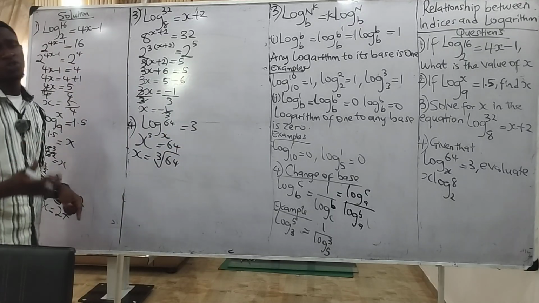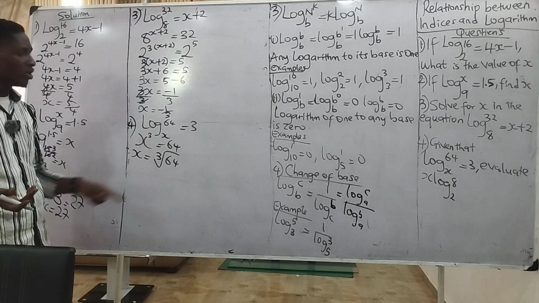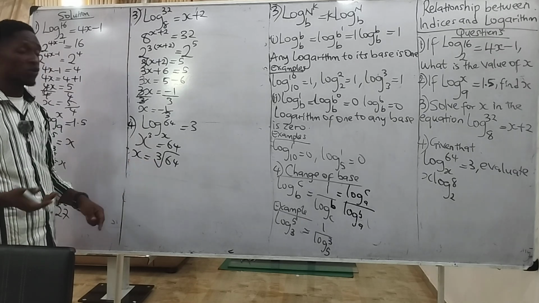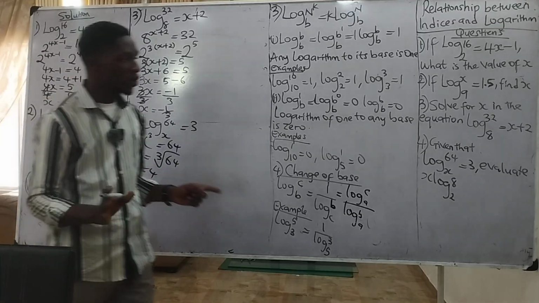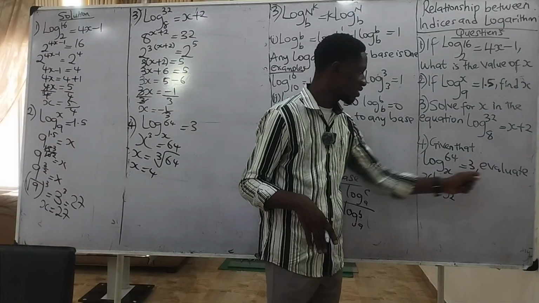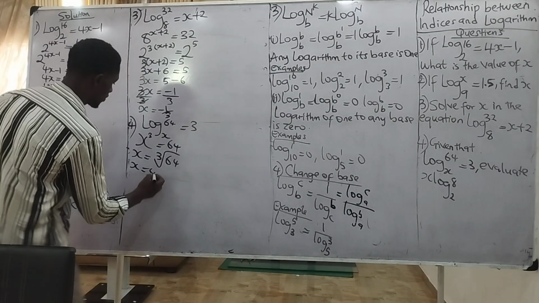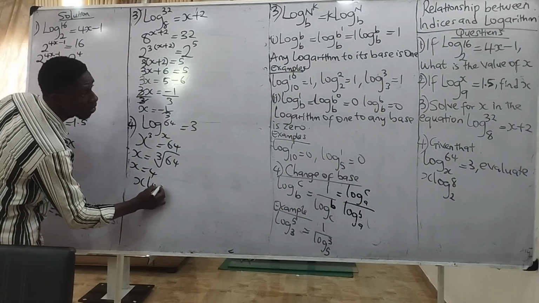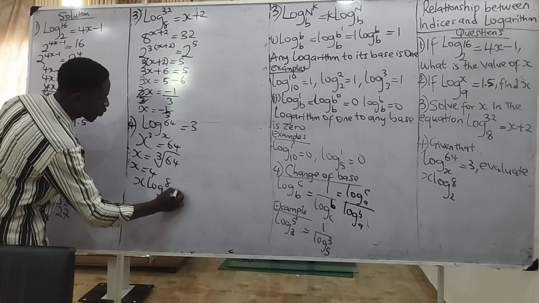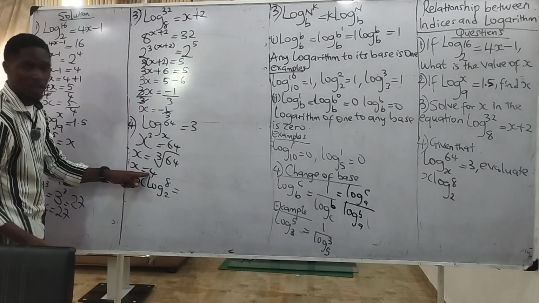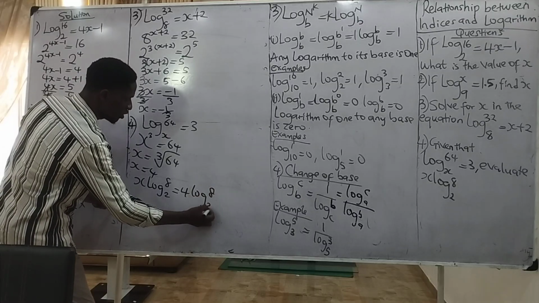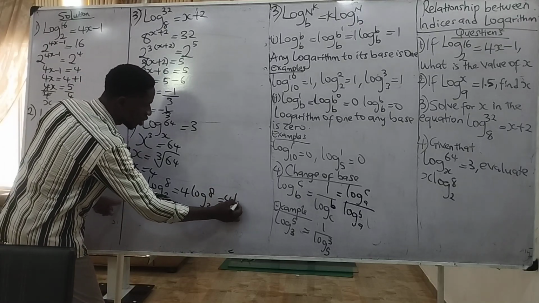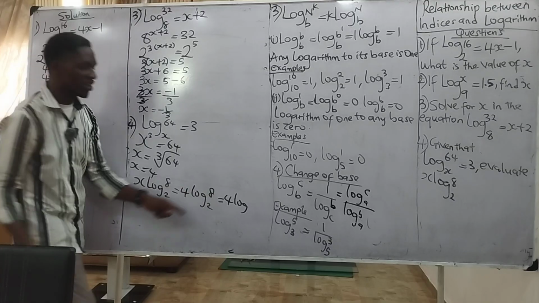Cube root means what number will multiply itself 3 times to give you 64, which is 4. So our x is equal to 4. But that is not what we are looking for. We have gotten the x. They say evaluate x log 8 in base 2, where our x is 4 here. So we have 4 log 8 in base 2. What is 8 in index form?